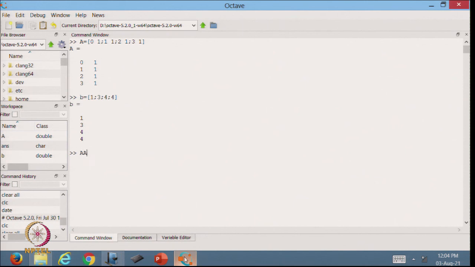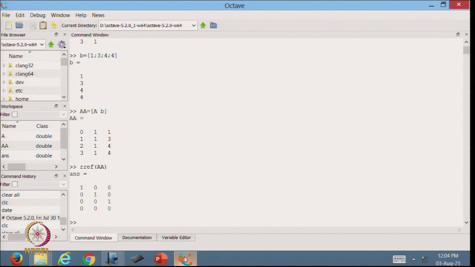So, I just write AA, that is the augmented matrix, and that matrix I can write as A here and then B. So, this is my augmented matrix, and there is an inbuilt form, that is row reduced echelon form of the matrix AA. Okay, so, this one I just write. So, I found this value.